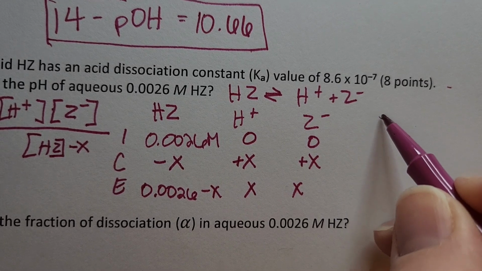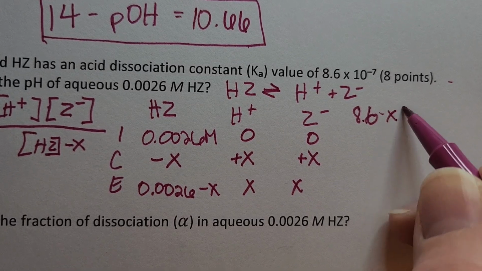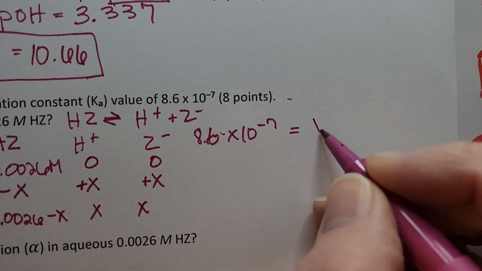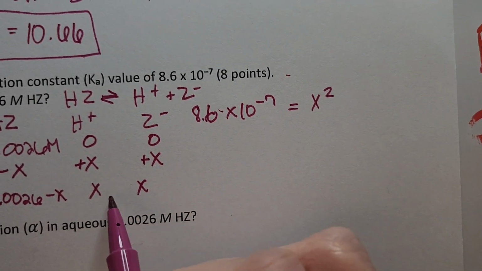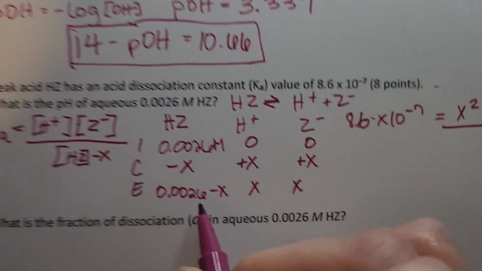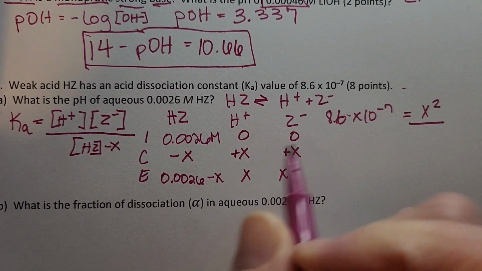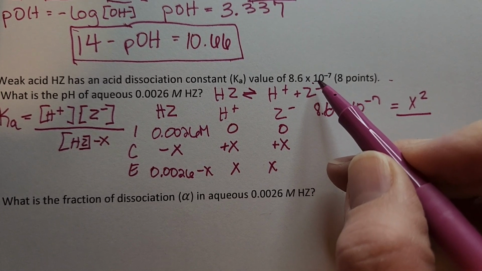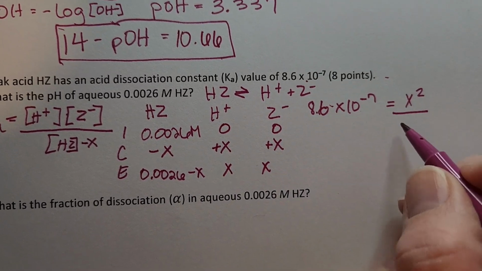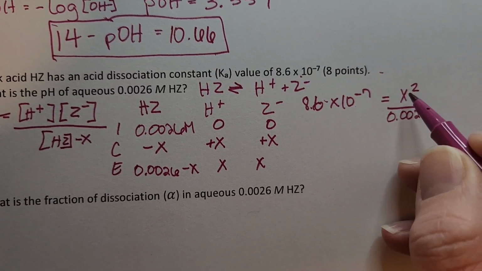Alright, so our Ka value is 8.6 times 10 to the negative 7, and we're going to set that equal to x squared, because we're multiplying these together, over our concentration here. Alright, and remember we've already said that because this Ka value is smaller than 1 times 10 to the negative 4, we can discard that x. So we're just going to put 0.0026, and we're going to solve for x.